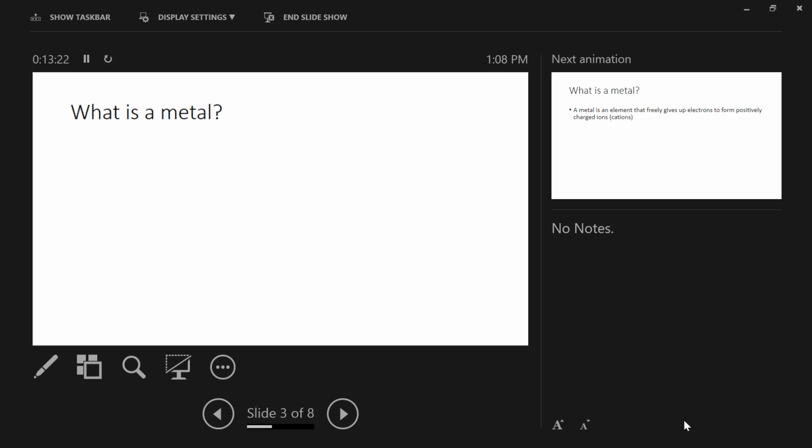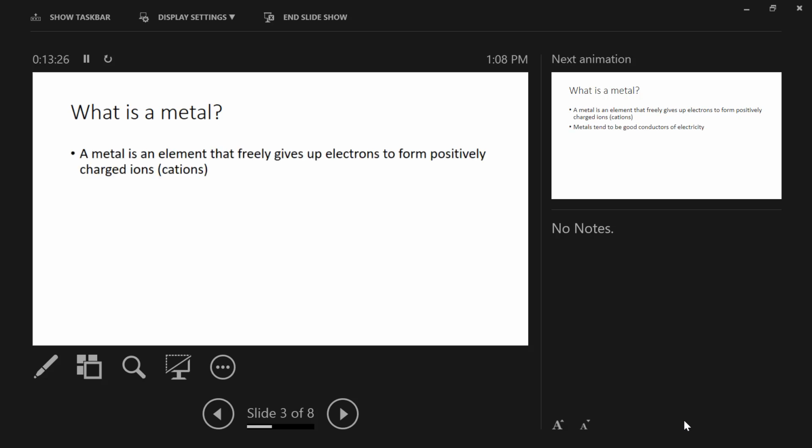So let's talk, we'll actually define a metal 3 different ways. So one way we'll define it is that a metal is an element that freely gives up electrons to form positively charged ions. And we call these type of ions cations.